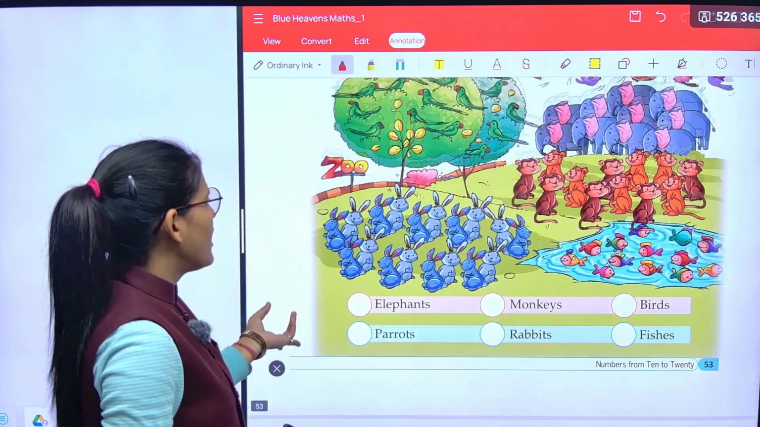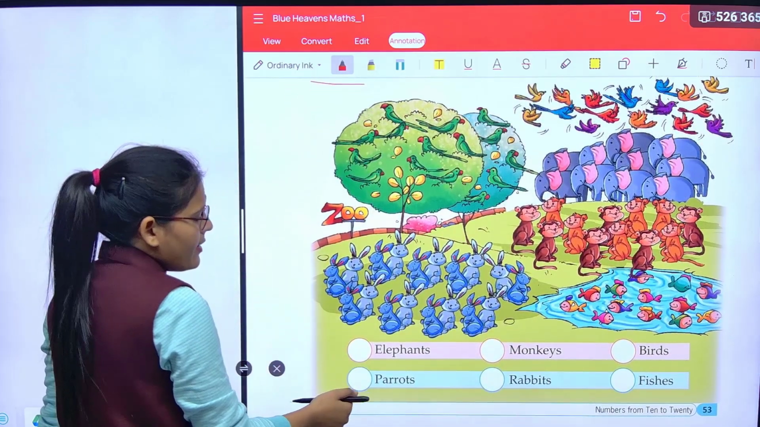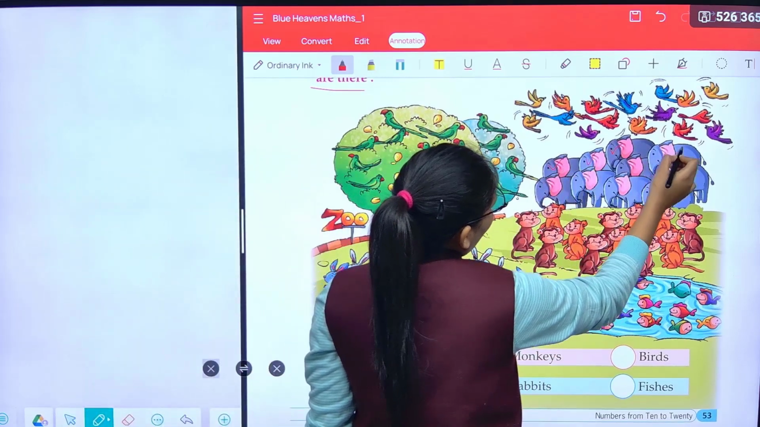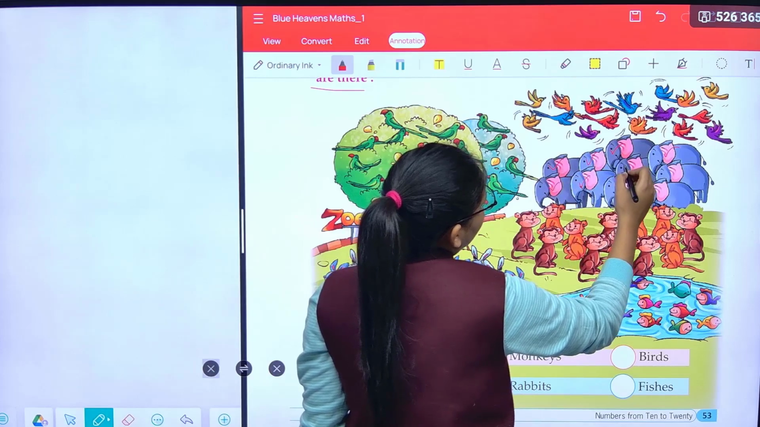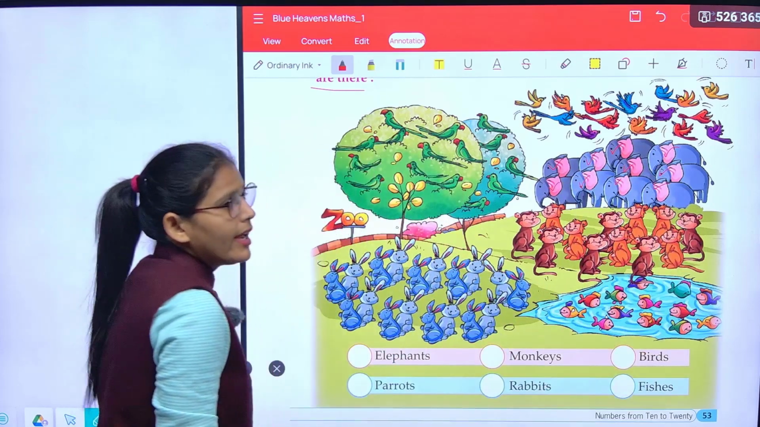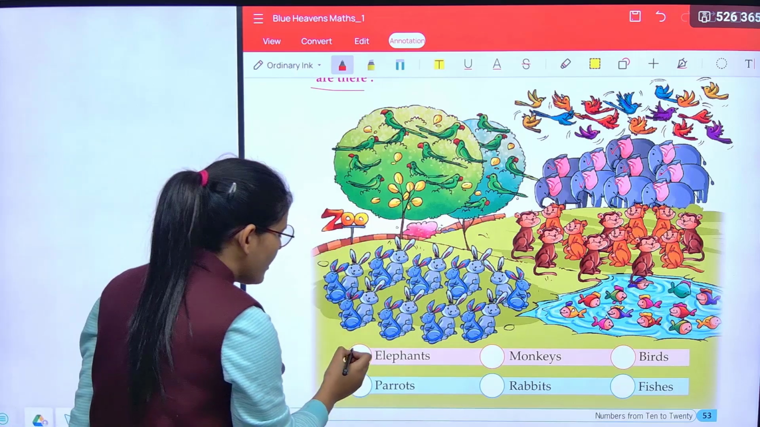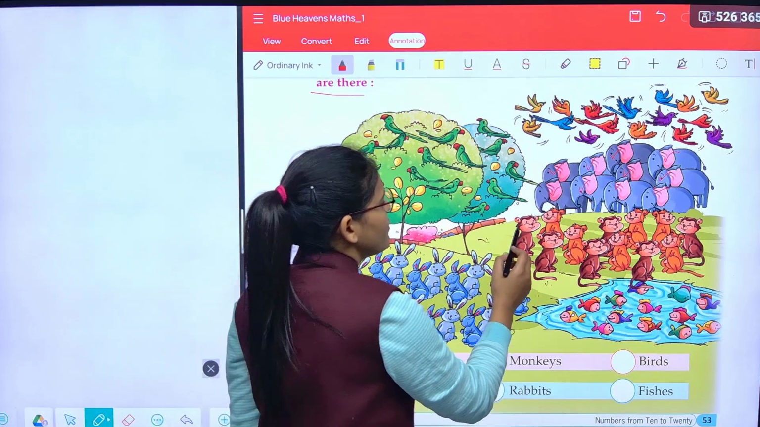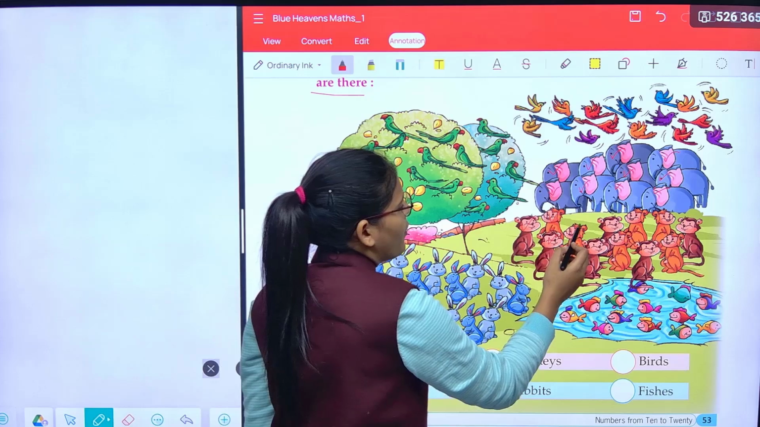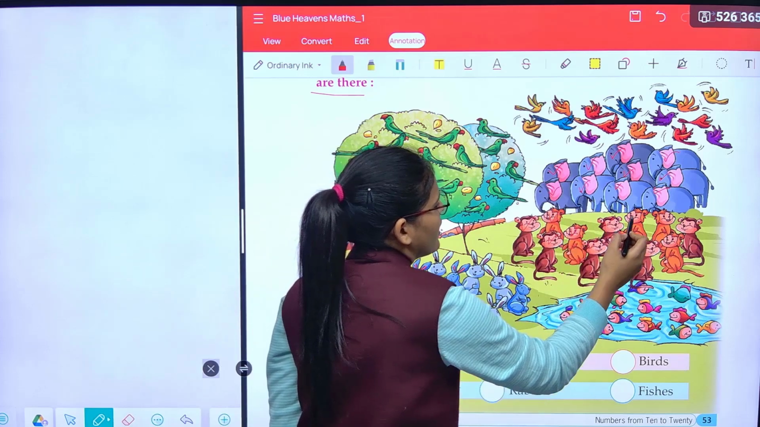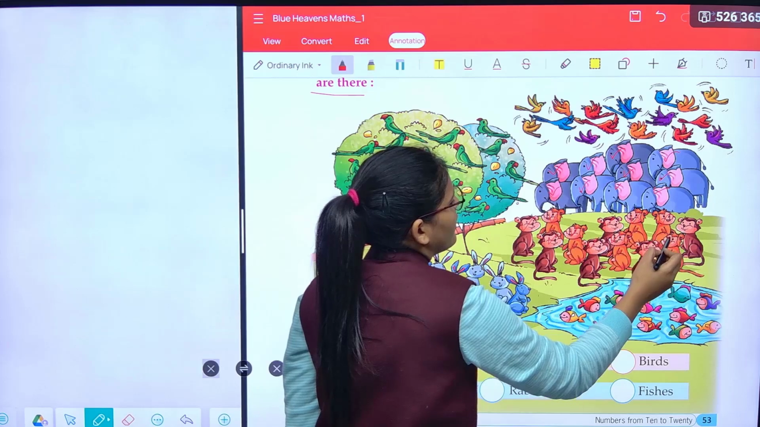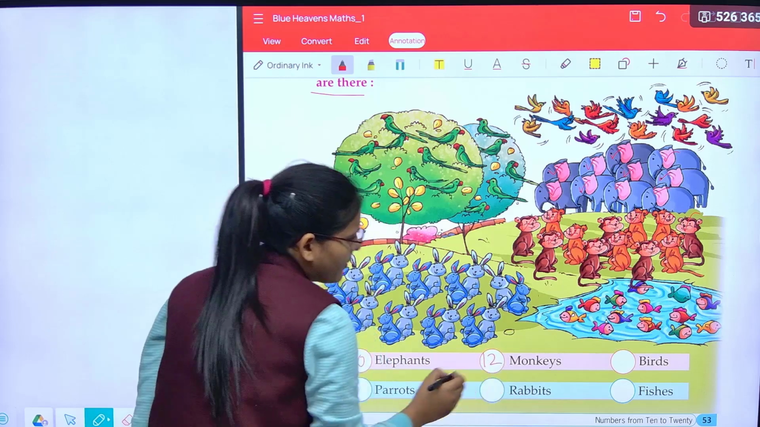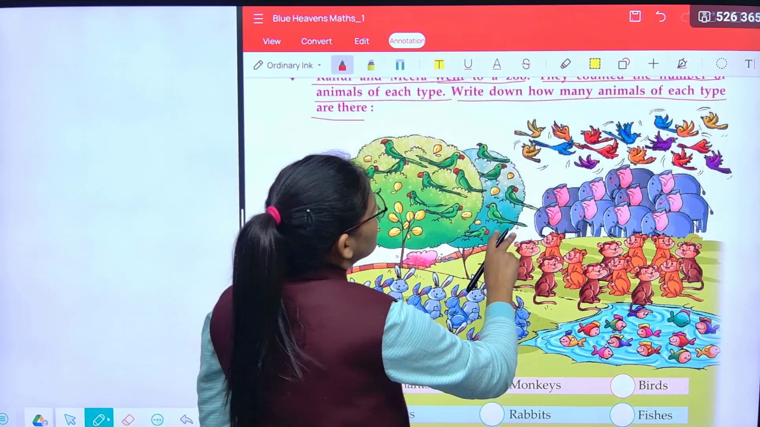Class, see. Now, elephant. Class, count the elephants. 1, 2, 3, 4, 5, 6, 7, 8, 9, 10. How many elephants are there? There are 10 elephants. Now class, monkeys. Count the monkeys, class. 1, 2, 3, 4, 5, 6, 7, 8, 9, 10, 11, 12 monkeys. How many monkeys are there? There are 12 monkeys.